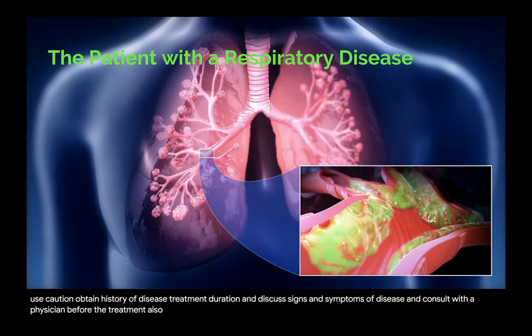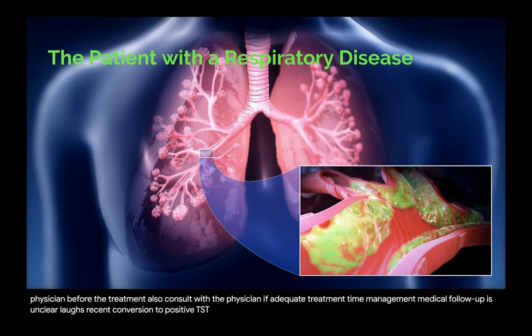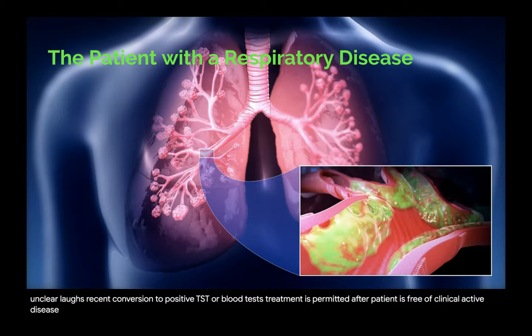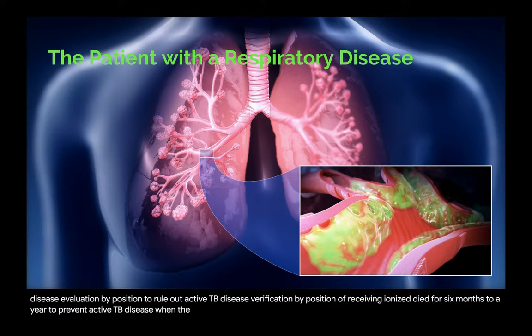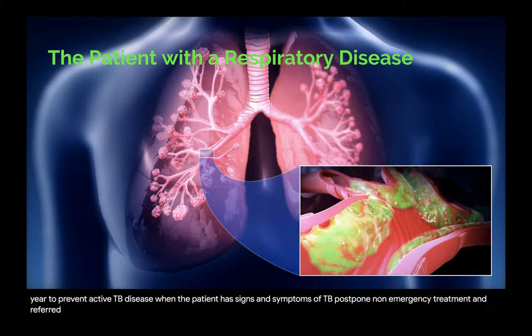Also consult with the physician if adequate treatment, time management, or medical follow-up is unclear, and the patient presents with signs and symptoms of relapse. Recent conversion to positive TST or blood test: treatment is permitted after patient is free of clinical active disease. Evaluation by physician to rule out active TB disease. Verification by physician of receiving isoniazid for 6 months to a year to prevent active TB disease. When the patient has signs and symptoms of TB, postpone non-emergency treatment and refer to physician.